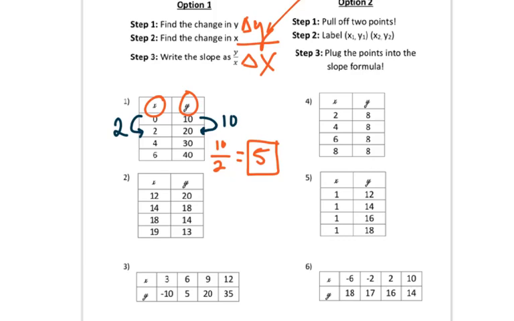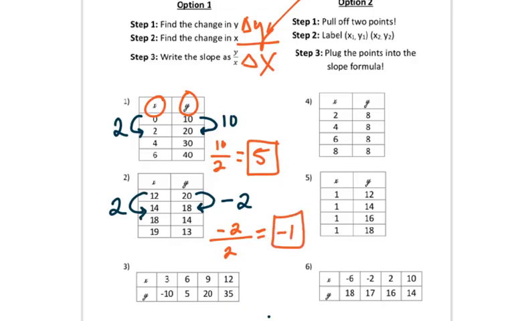We'll do another one just like that. The change in y. To get from 20 to 18, it drops 2 over the change of x. To get from a 12 to a 14, it increases 2. So it's the change in y over the change in x. We reduce, negative 2 divided by 2 is the number negative 1. Okay, so that's option 1. That's the first way that you can find the slope.